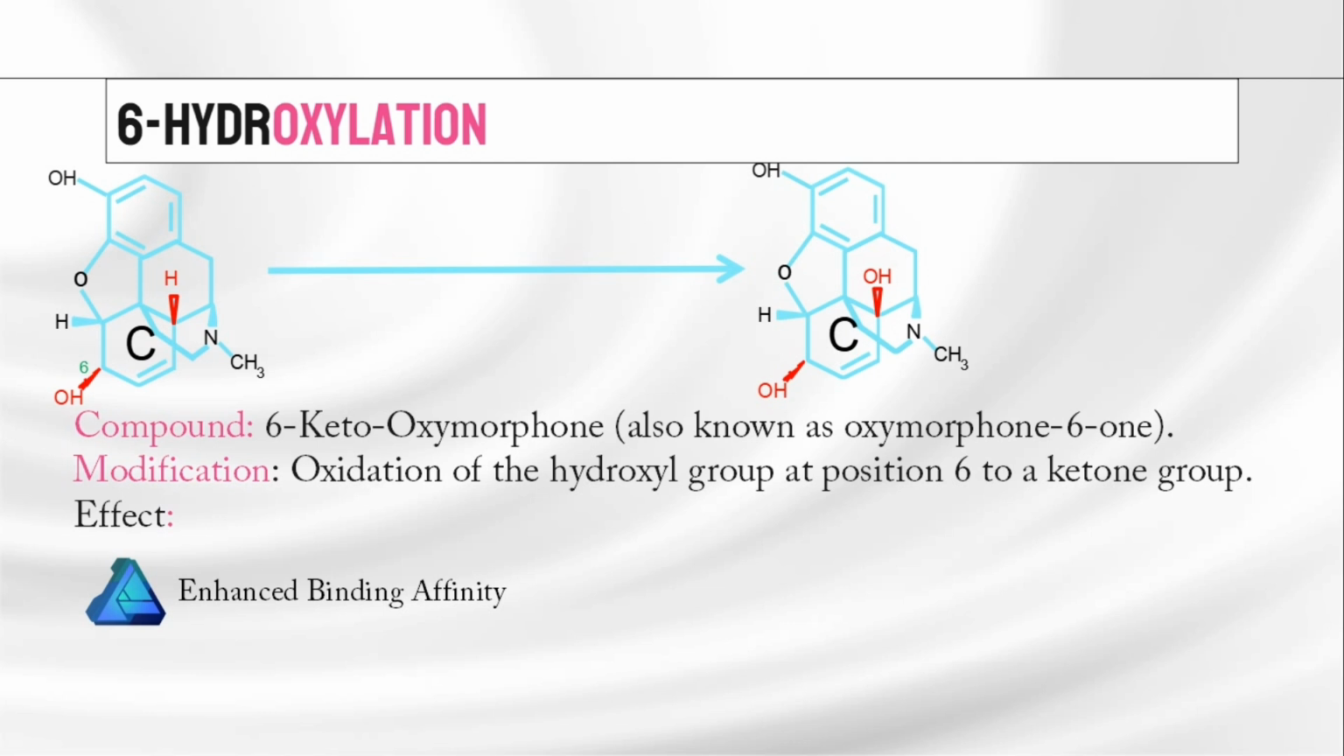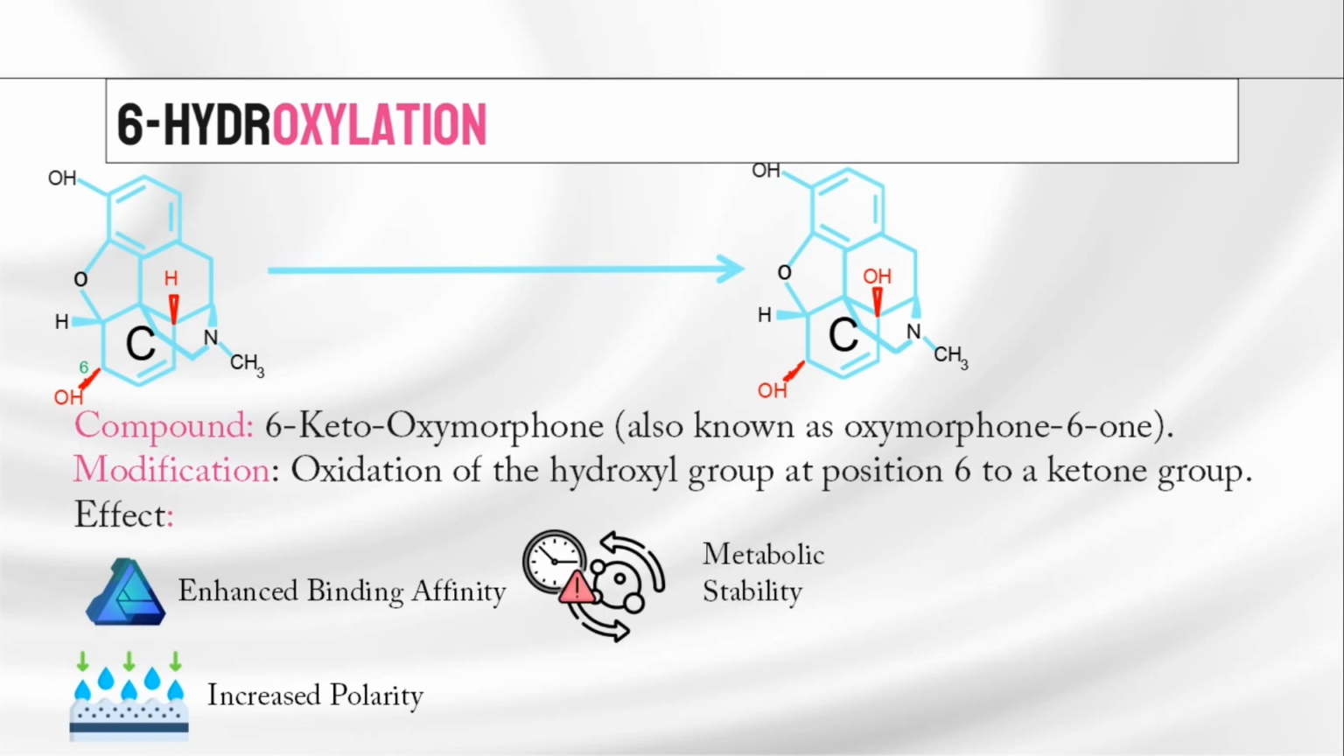2. Altered lipophilicity. The extra hydroxyl group makes the molecule more polar. Effect on lipophilicity: it decreases lipophilicity compared to oxymorphone, affecting how the drug crosses cell membranes. Result: modified absorption and distribution, potentially leading to a faster onset of action or prolonged effects, depending on how it influences membrane permeability.